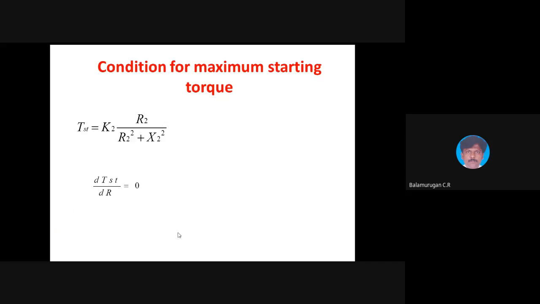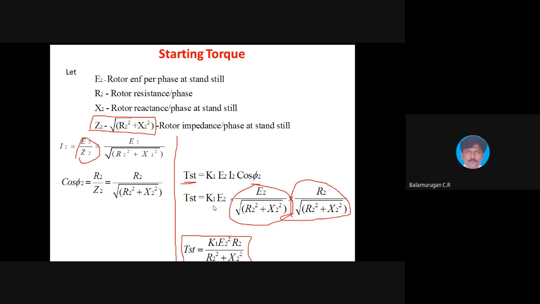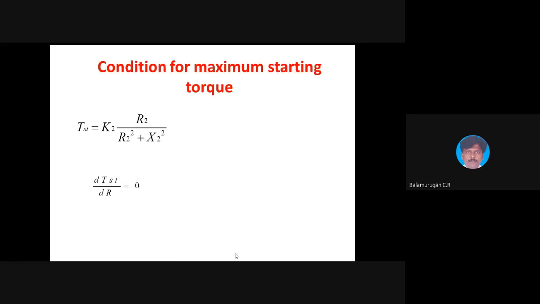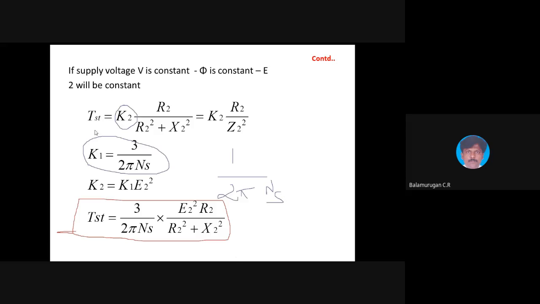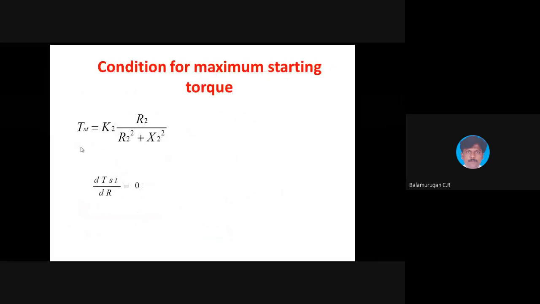And next, how to calculate the condition for maximum starting torque. Okay. So this is the equation we are having. We are taking this equation, starting torque equals K2 R2 divided by R2 squared plus X2 squared, and this equation we are considering. From this equation, we are going to find the maximum starting torque. So here, what is the variable parameter? With respect to R, we are going to differentiate this equation.